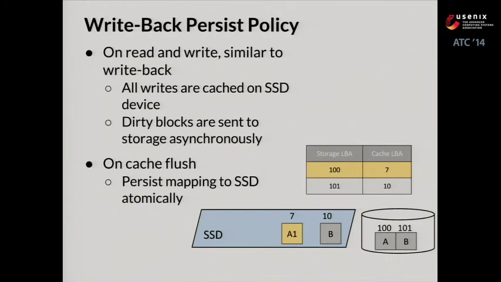Our second policy is called the writeback persist policy. Again, writes are buffered on the SSD device and sent to the storage asynchronously in the background. On the cache flush command, we simply persist the in-memory mapping to the SSD device atomically, rather than flush all the dirty blocks to the centralized storage. So in this case, dirty block A1 stays on the SSD after this write barrier.